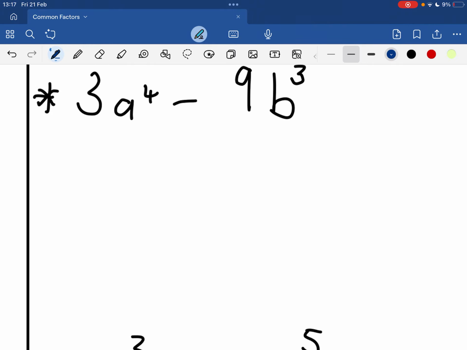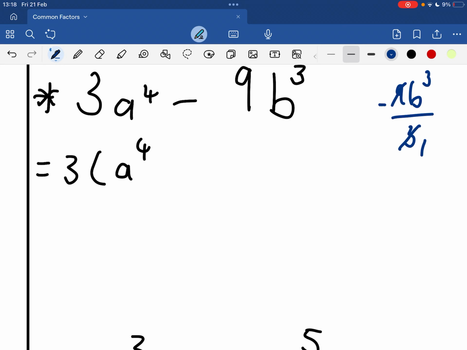Imagine that we had 3a to the 4 minus 9b to the 3. Well, here the common factor is just 3. In the first term, I have 3a to the 4. That means I'd be left with a to the 4. In the second term, I have minus 9b cubed. If I divide it by the common factor of 3, 3 into 3 is 1, and 3 into 9 is 3. So you'd be left here with minus 3b cubed.